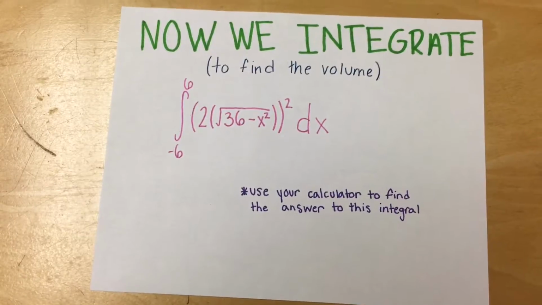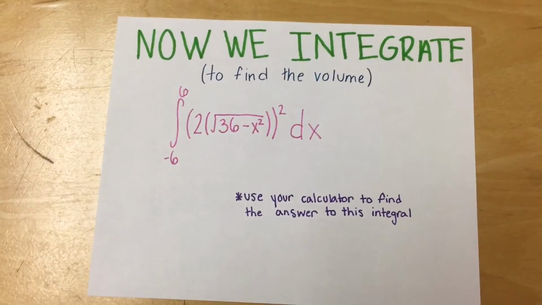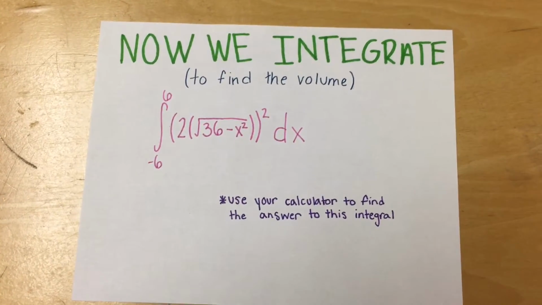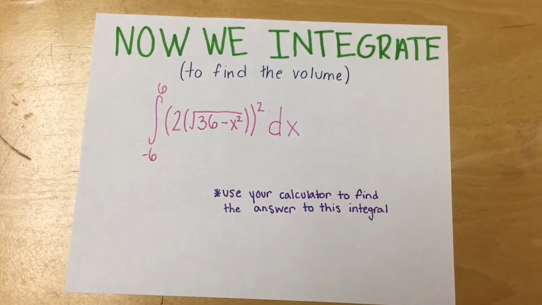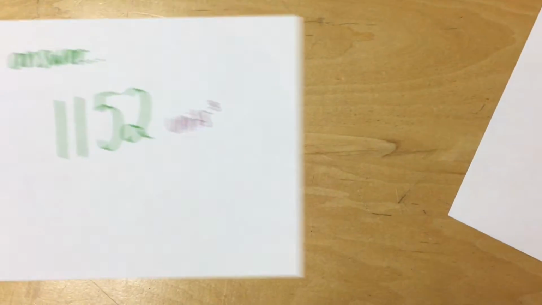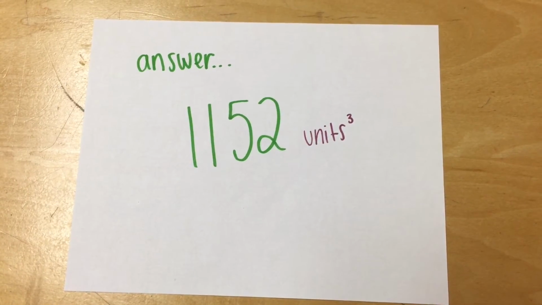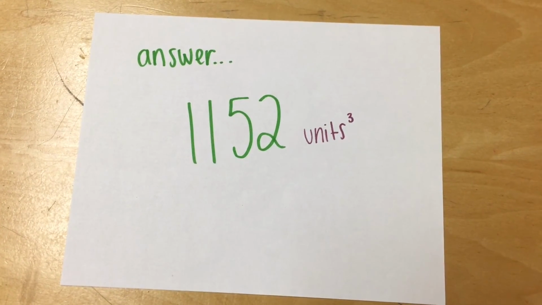Now we integrate to find the volume. You can use your calculator to find the answer to the integral that is negative 6 to 6 of 2 times the square root of 36 minus x squared, all squared dx. And that answer is 1,152 units cubed. Your units are cubed because you're working with volume.